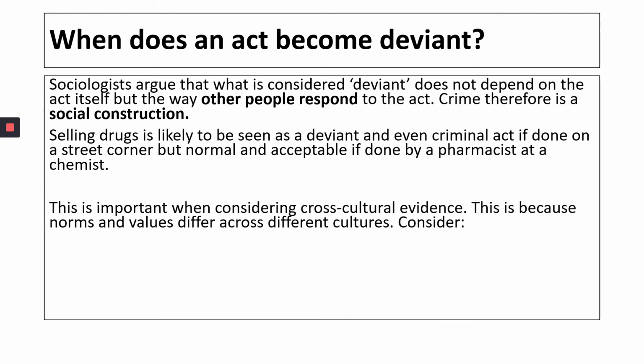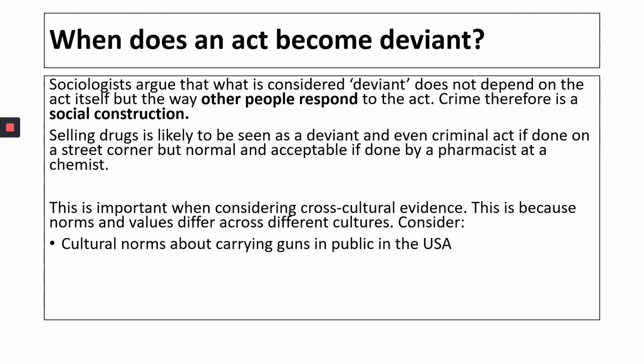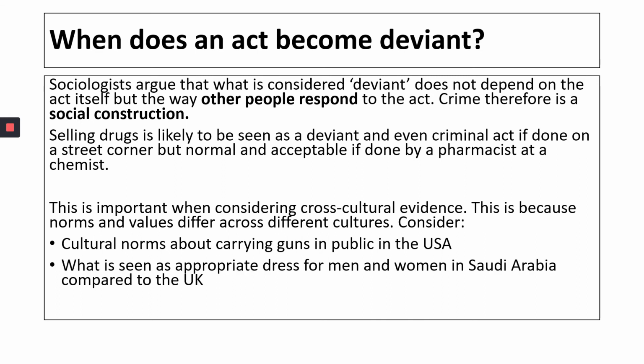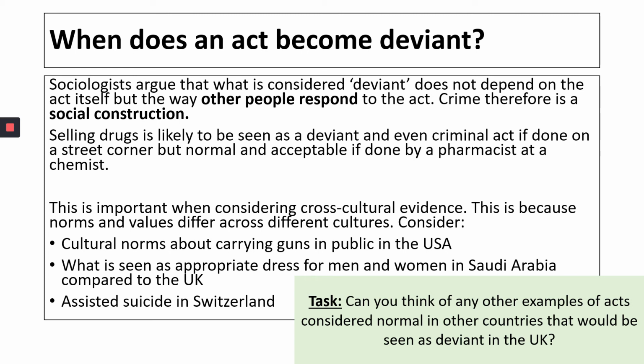So it's important when considering cross-cultural evidence. This is because norms and values differ across different cultures. So if you think about cultural norms in the USA, carrying guns in public is seen as culturally more acceptable. What is seen as appropriate dress for men and women, perhaps in Saudi Arabia compared to the UK. And if you think about assisted suicide in Switzerland, those acts are going to be different compared to the UK because the norms and values of the countries are different. So can you think of any other examples of acts that are considered normal in other countries that would be seen as potentially deviant in the UK?